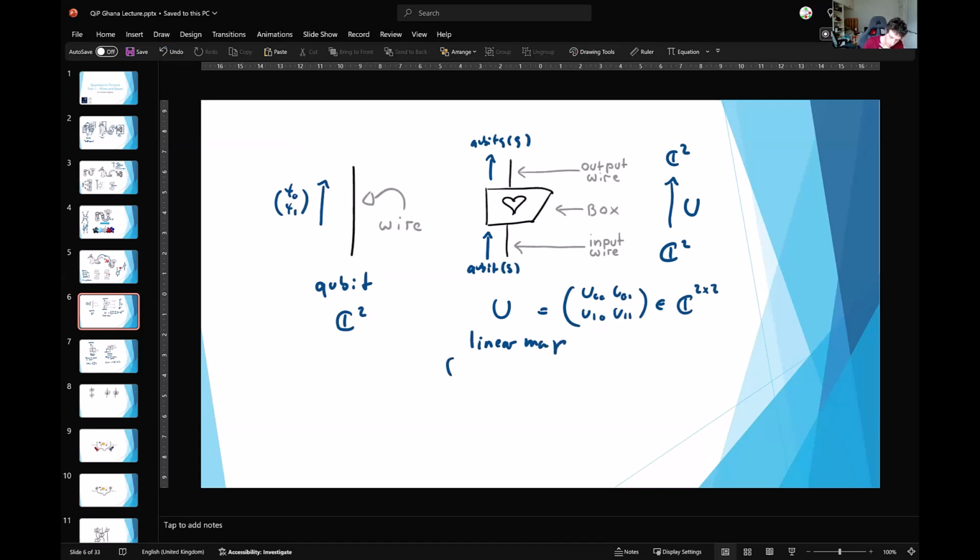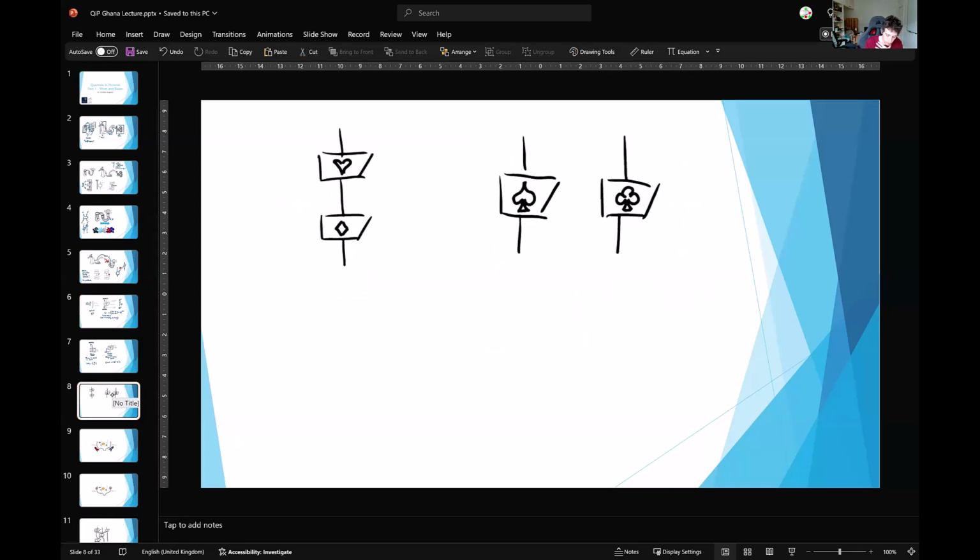Not necessarily a unitary, which is important. That's a difference between the quantum circuits formalism and this more general diagrammatic formalism, is that we can talk about things which are not unitary. But that's for later. First things first, what do you do when you have multiple boxes?